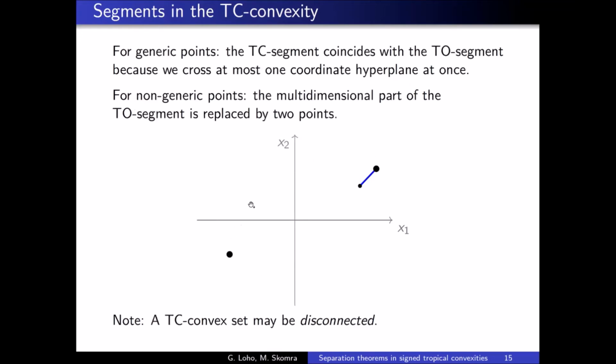How can you have a good notion of convexity in which sets are disconnected? Now, in the remainder of my time, I will try to convince you that this is really a nice notion of convexity and that you can prove some interesting and non-trivial properties even for such a notion of convexity.